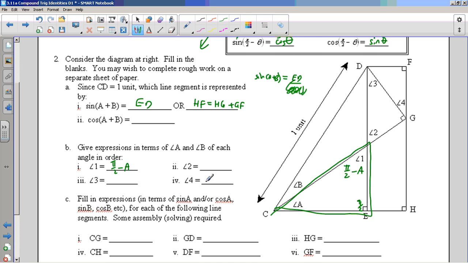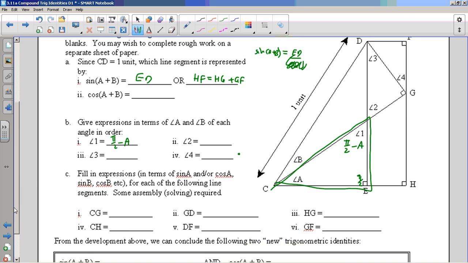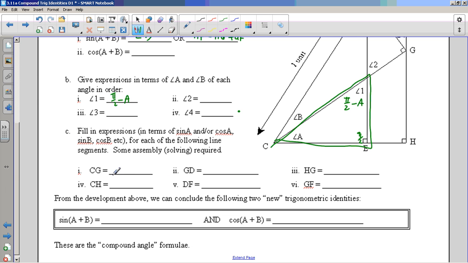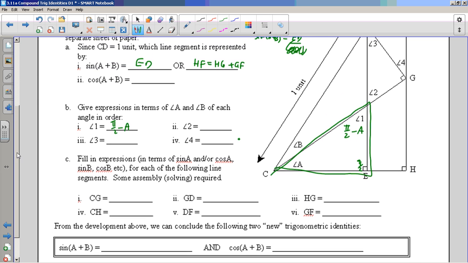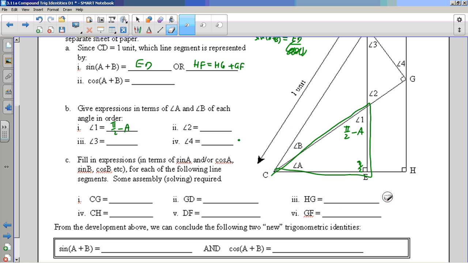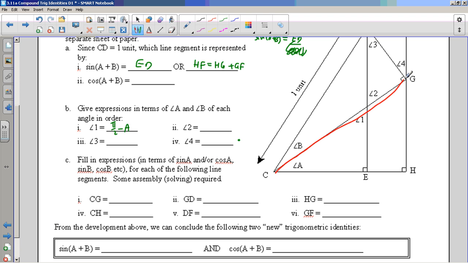And then you can walk through and find expressions for the other angles. And we'll see that at some point this angle 4 is the one that you really want. That's the one that we really want. And then eventually you're going to get expressions for each of these little pieces in the diagram. So for instance, if I look in this diagram, CG is right here. It says I want to fill in expressions for each of the line segments in terms of sine A, cos A, sine B, cos B.